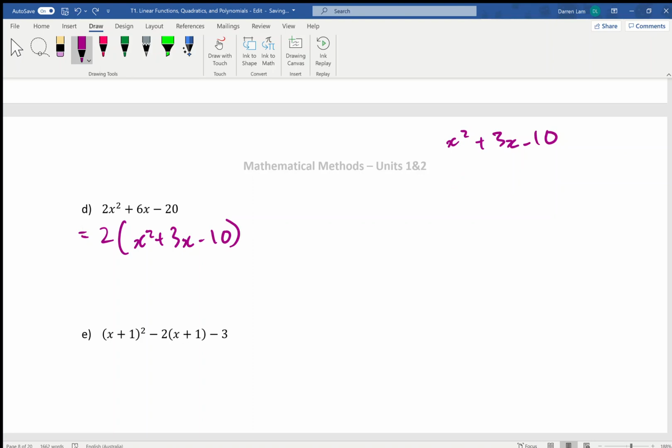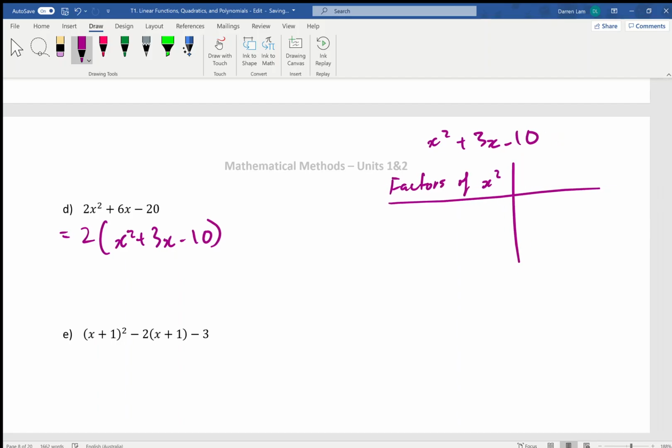What we need to do is have two terms, so factors of x squared on this side of here, and this side I need factors of negative 10. Okay? So what are the factors of x squared? What could be the factors of x squared?